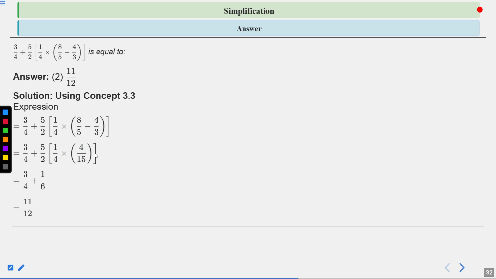So when we simplify, what do we get? 4 3s are 12, so 3 3s are 9. And 6 2s are 12, so 2 1s are 2. So 9 plus 2 will become 11. And the denominator is 12. So our expression will become 11 by 12. So the second option is the correct answer of this question. Next one.